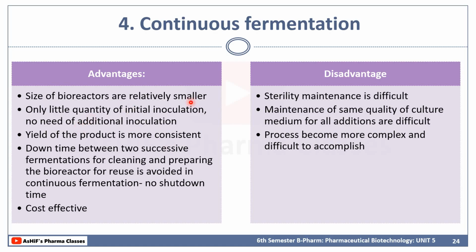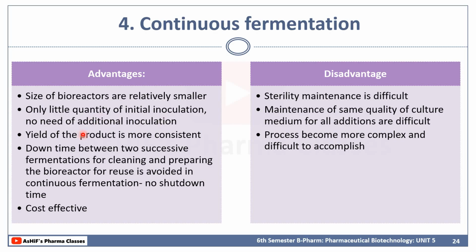Only a little quantity of initial inoculum is added and there is no need of additional inoculation during the process. So in case of batch fermentation, after one batch we have to take fresh nutrient media, and to this we have to add fresh inoculum. But in case of continuous fermentation, in the initial phase we will add some inoculum. That is enough for the entire process. We don't have to add much more microorganism. We just have to add fresh nutrient media as the used nutrient media is removed.